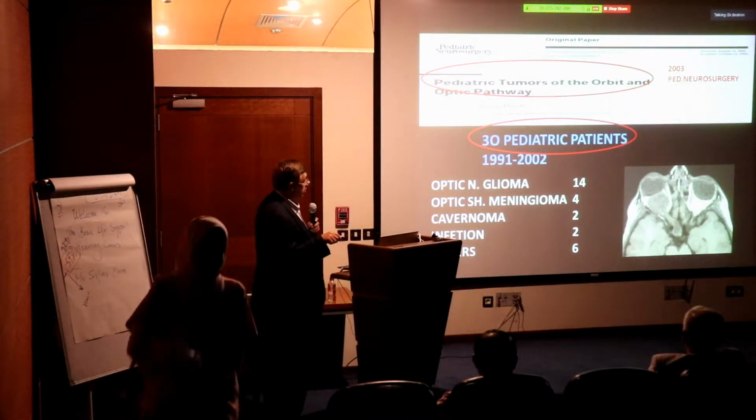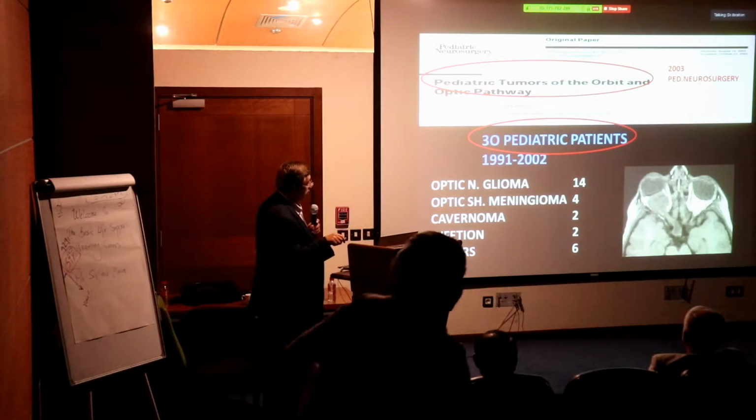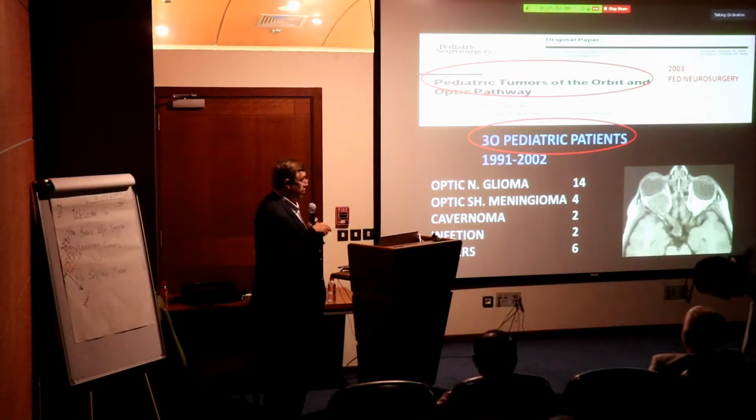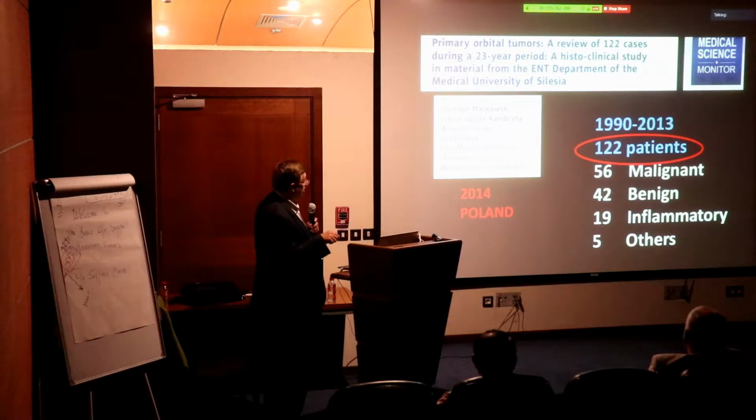Pediatric tumors of the orbit, 2013, in Pediatric Neurosurgery. In the neurosurgery journals, we have the adult journal, the pediatric journal, the spinal journal, and the minimally invasive. Four journals from one institute, which is the CNS. So 30 pediatric patients in this period of time, majority are benign. Another paper in general, 122 patients in this period of time from Poland, mostly malignant adults.